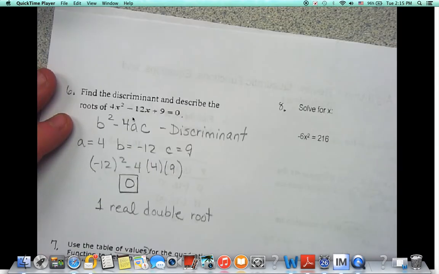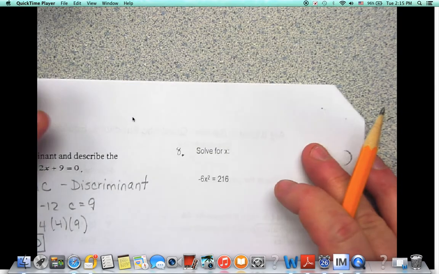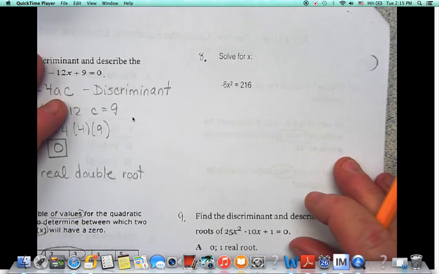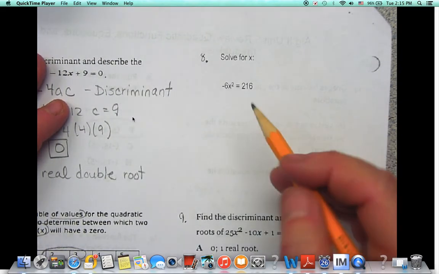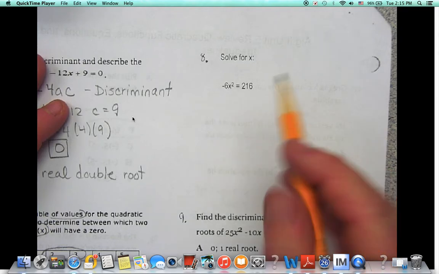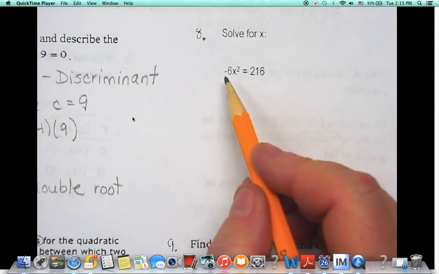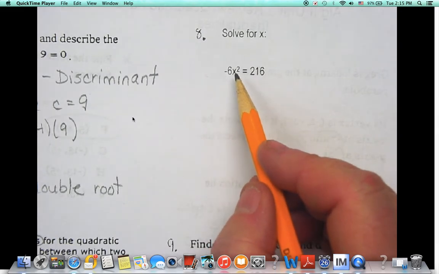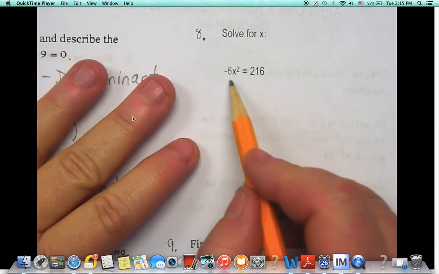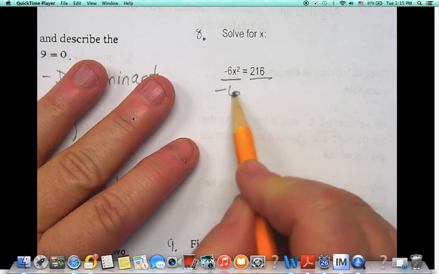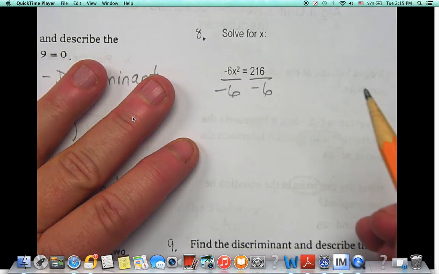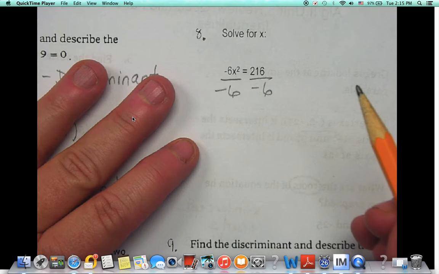Okay, we're almost there. So number 8. Solve for x. What do you do first? Would it equal 0? Well, you don't have to because we're solving for x. So when we get x by itself, get rid of the negative 6. Divide by negative 6.